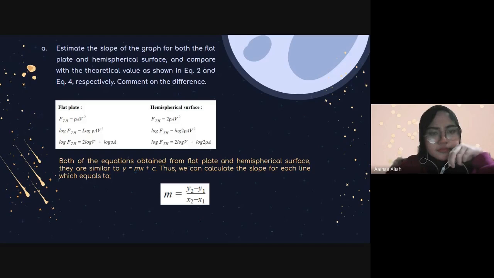So after we take the log of both sides of the equation, we obtain that log F theoretical equals 2 log V plus log rho A for flat plate, and log F theoretical equals 2 log V plus log 2 rho A for hemispherical surface. So both of the equations obtained for flat plate and hemispherical surface are similar to y equals mx plus c. Thus, we can calculate the slope for each line, which equals m equals y2 minus y1 divided by x2 minus x1.